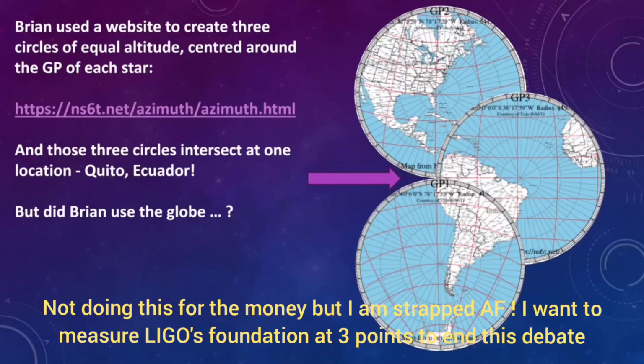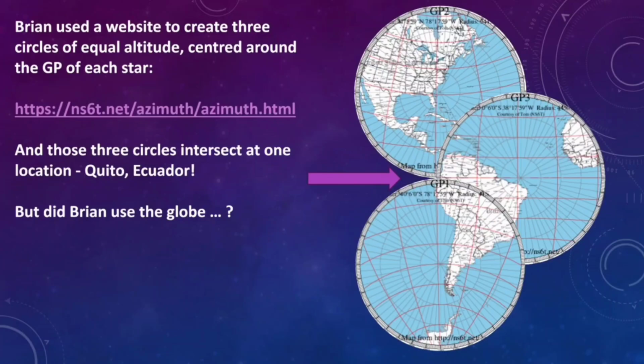So Brian published a video a few days ago with his solution. Now these GPs are entirely made up, but that's fine. He's just demonstrating the method. And his method was to use a website called ns6t.net that allows you to create an AE map centered on the GP of each star, and each map has a given radius which corresponds to the circle of equal altitude. And when he combines all three of these maps, you'll see that they share a common point around Quito, Ecuador, and that was the position fix in Brian's hypothetical.